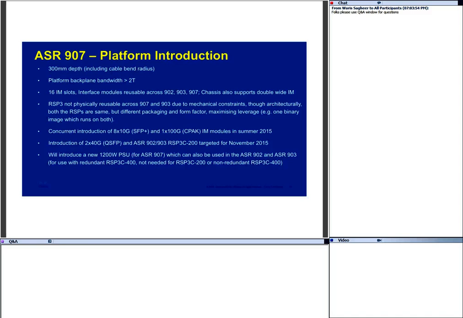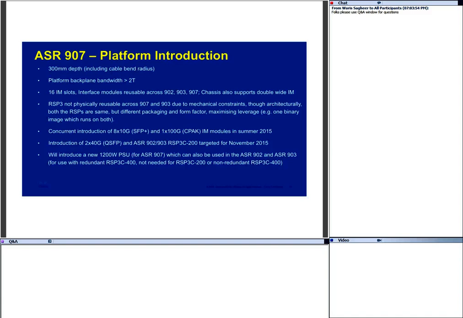Obviously, the newer RSP3 has more throughput, so there are high density 10 gig, 100 gig IM modules which will not be supported in 920. But the IMs that are used between all these variants, that is the 920 and the 900 variants, are going to be the same.